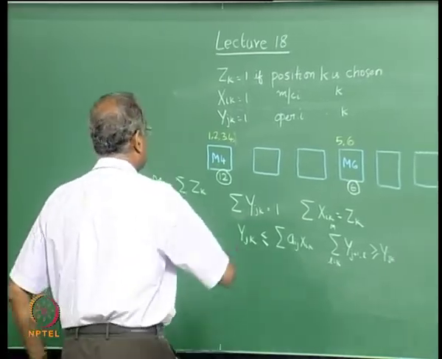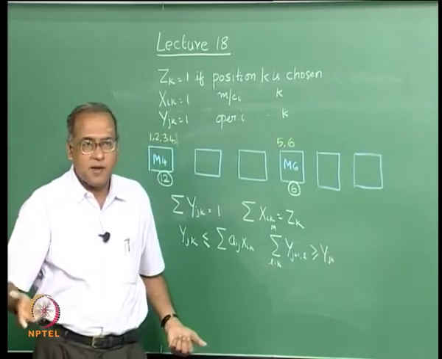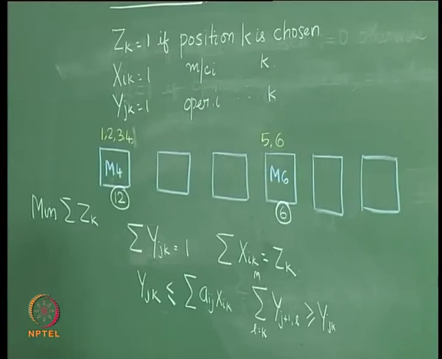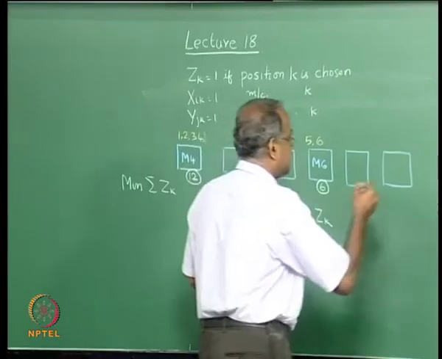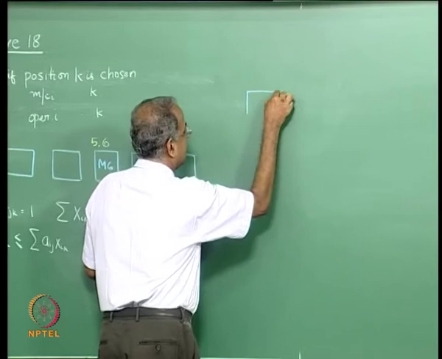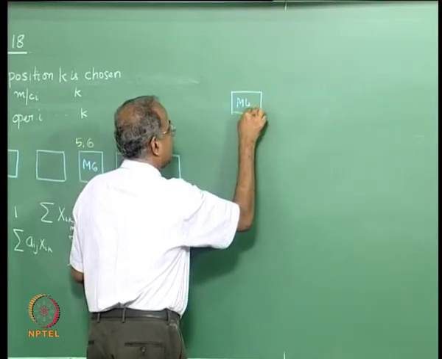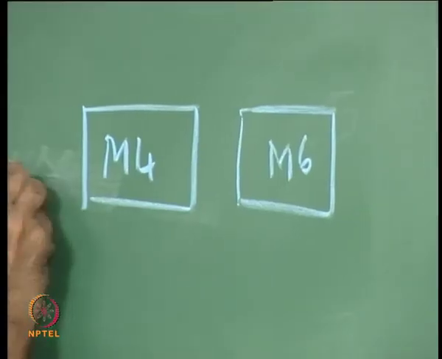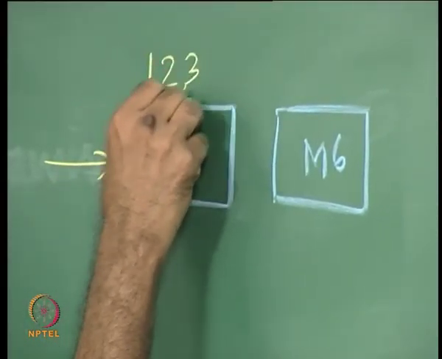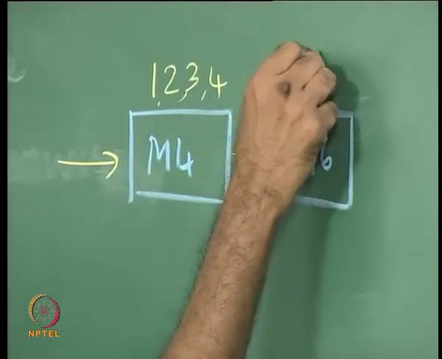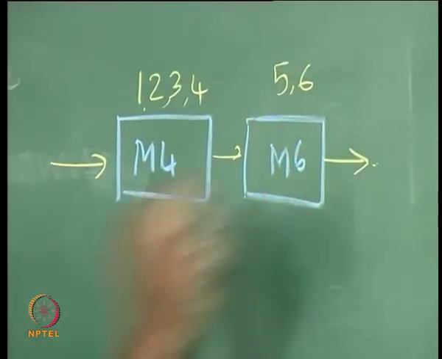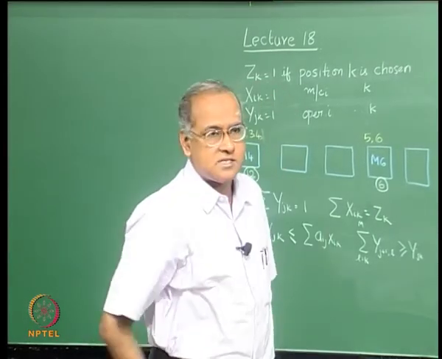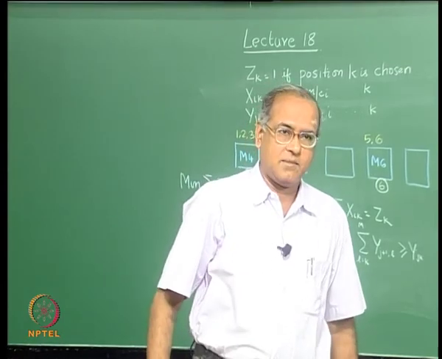So, now what happens to all of these positions? Nothing happens, no machine is chosen, because we tried to minimize the number of machines. So, finally, on implementation, we will only have 2 cells with two machines, M 4 here and M 6 here. It will enter, do 1, 2, 3, 4, come over here, do 5, 6 and it will go out. So, this is how we bring unidirectional flow into the modeling.